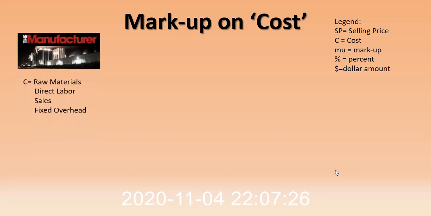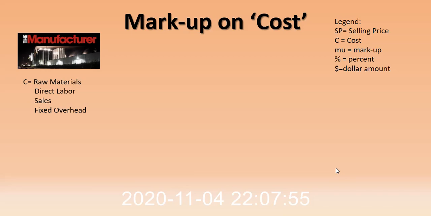I've got this little legend here, so I'm going to use the capital SP for selling price, C for cost, MU for markup, and percent and dollar as they normally would be used. Okay? So we've got a manufacturer, and they know their costs. They've got cost of raw materials, they've got direct labor costs, they've got sales costs, because they need a sales force to sell their stuff to wholesalers, also known as intermediaries. And there may be other intermediaries. I've just really kind of slimmed this channel down to talk easily about these channel members.